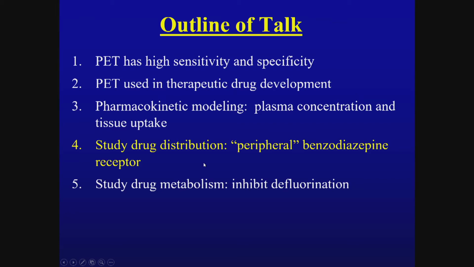Let me show you now how PET can be used to study distribution. And again, distribution in the pharmacological sense refers to the reversible transfer of a drug from the plasma to the tissue and back. So if it goes to the tissue and never comes back to the plasma, it's been eliminated. But if it goes to the tissue and comes back, that's distribution. And I'll do this with regard to a receptor previously called the peripheral benzodiazepine receptor.